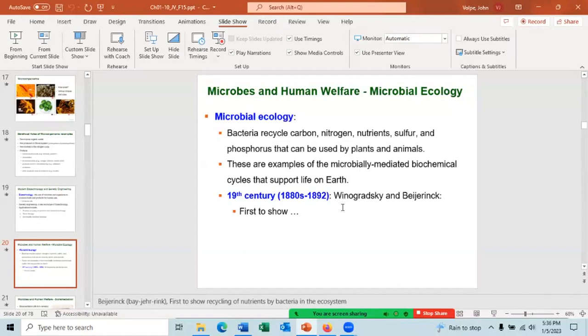The first to show that microbes were important in the biochemically mediated cycles on the planet were Winogradsky and Beijerinck. They were the first to show that the recycling of nutrients occur in the ecosystem by bacteria and other microbes. Any question about any of that?